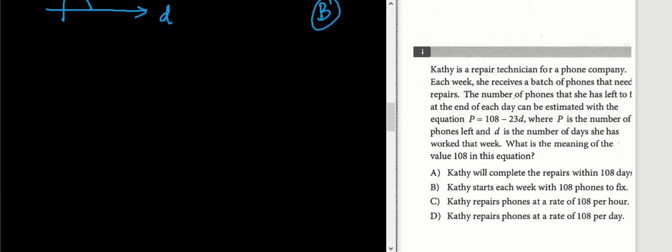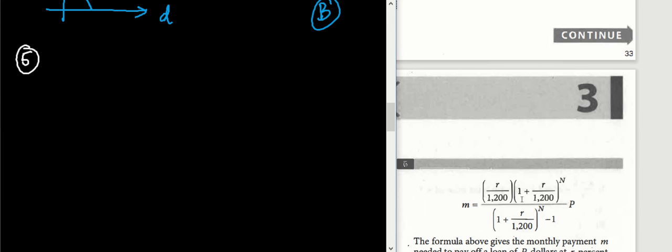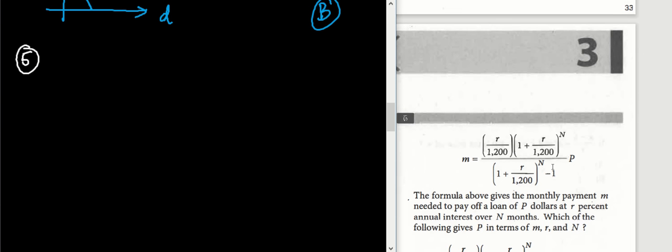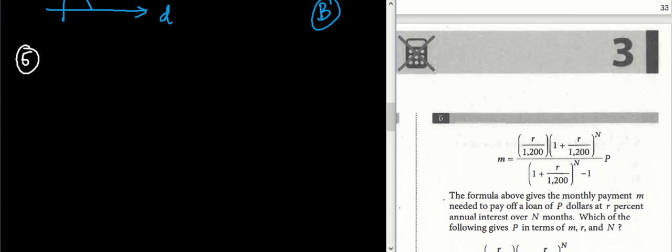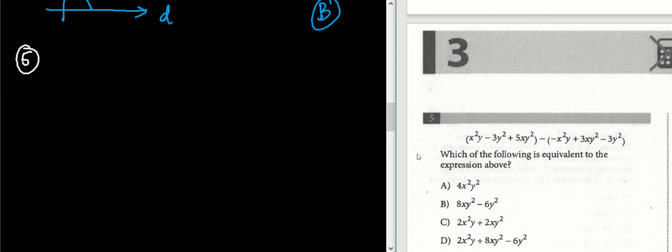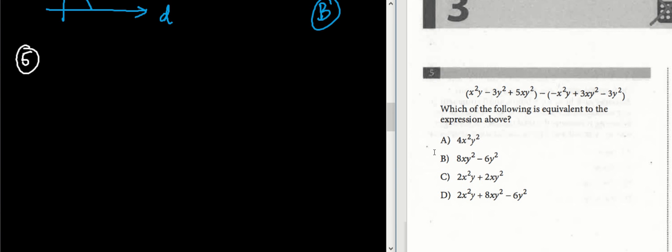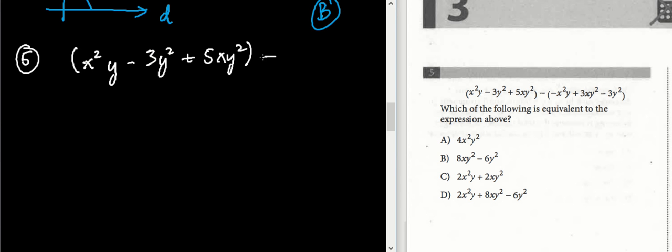So let's consider the 5th problem now. Problem 5, we're told x squared y minus 3y squared plus 5xy squared minus negative x squared y plus 3xy squared minus 3y squared. And we're asked to basically simplify this expression.